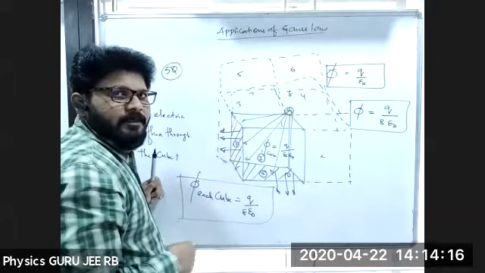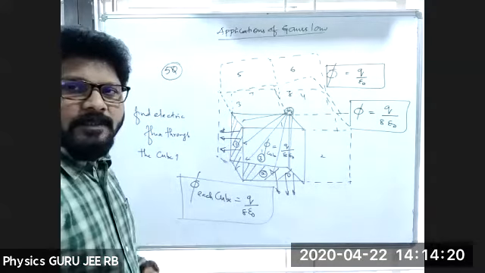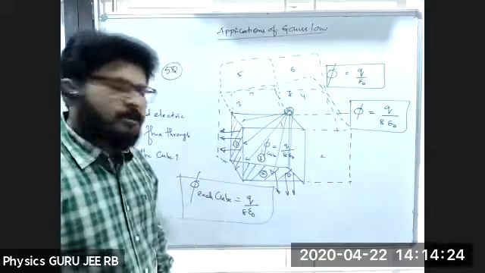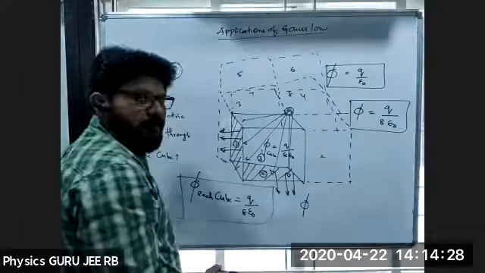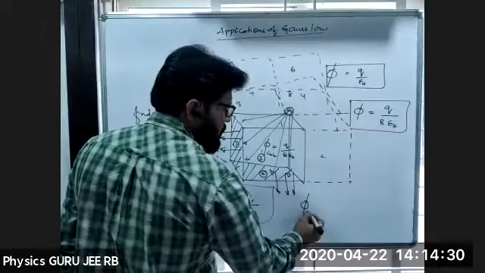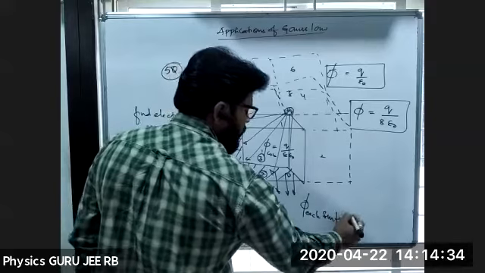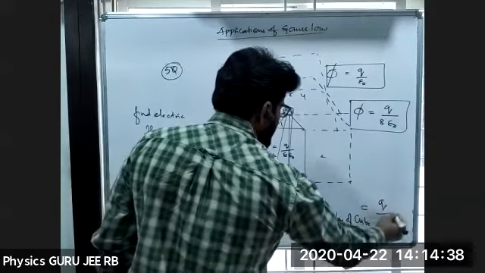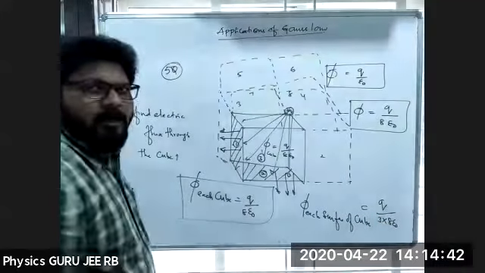Only 3 surfaces are there. That means it comes to 3 surfaces. From those 3 surfaces, we want one surface, which can be written as the flux through each surface of a cube, each surface of the cube, by 3 into 8 epsilon naught.